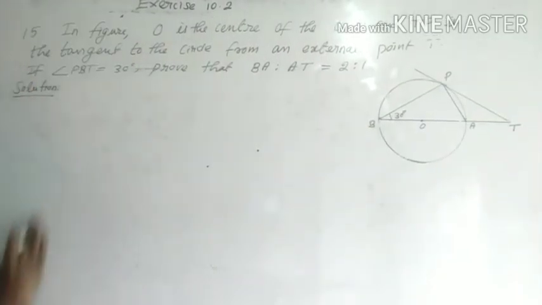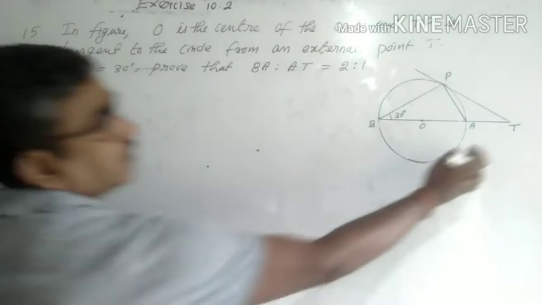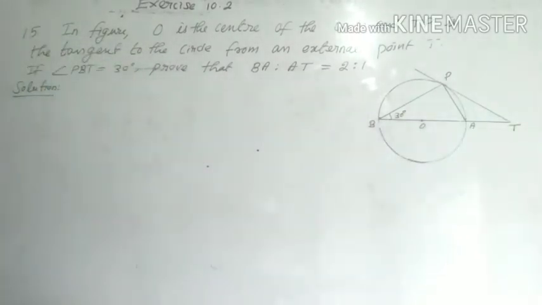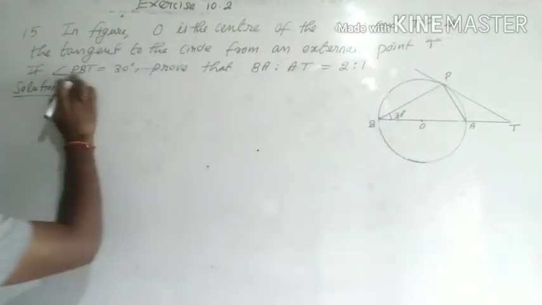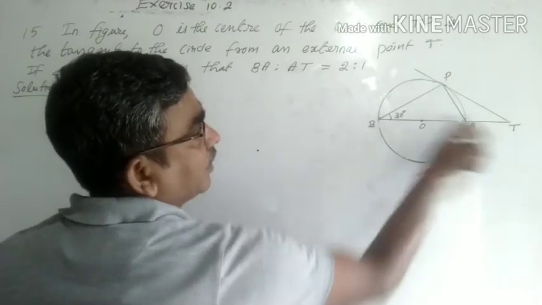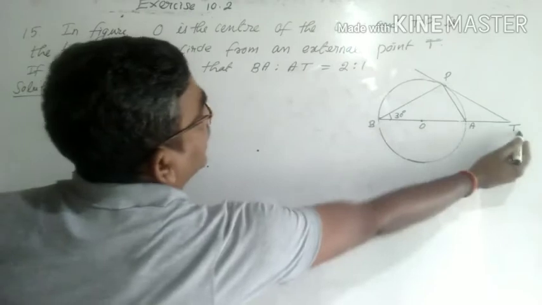Let's come to question number 15. In the figure, O is the center of the circle, and TP is a tangent. TP is a tangent intersecting the circle at A through the point T. Angle PBT equal to 30 degree. Prove that PA is to AT equal to 2:1.